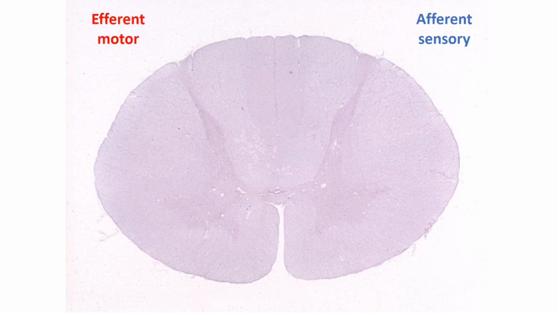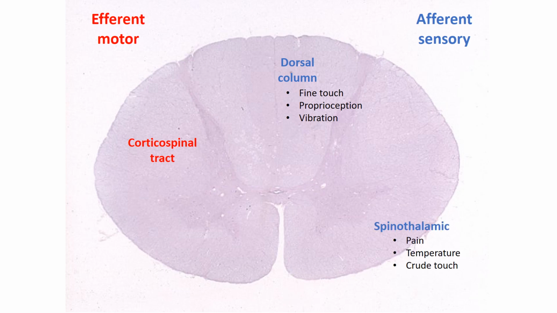I think about the major efferent motor and afferent sensory tracts that we know in the spinal cord. So the one efferent motor I think of as the corticospinal tract. And then I think of three afferent sensory tracts: the dorsal column, which contains vibration, proprioception, and fine touch; spinothalamic tract, which contains pain, temperature, and crude touch; and muscle spindles, which convey information on muscle stretch.